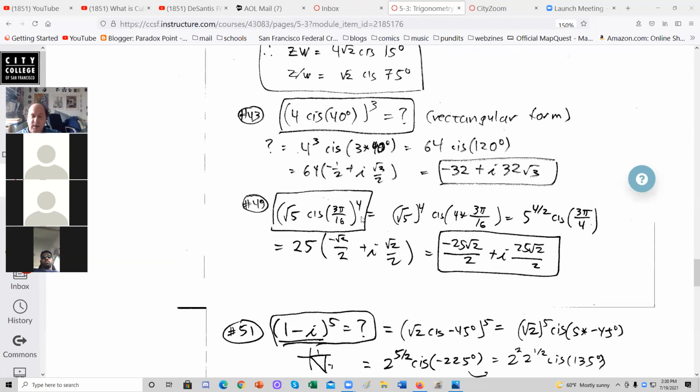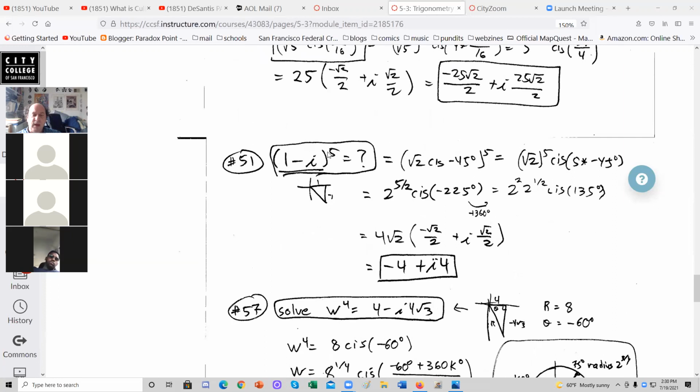Here we have a fourth power of root 5 cis 3 pi over 16, again in rectangular form. Okay, first we take the fourth power of the square root of 5. We take cis of 4 times 3 pi over 16. Now, the fourth power of root 5 is 5 to the 4 halves, which is 5 to the second, which is 25. 4 times 3 pi over 16 is 3 pi over 4. Cosine of 3 pi over 4 is minus root 2 over 2. Sine of 3 pi over 4 is root 2 over 2. Then multiply by 25, you get negative 25 root 2 over 2 plus i times 25 root 2 over 2.